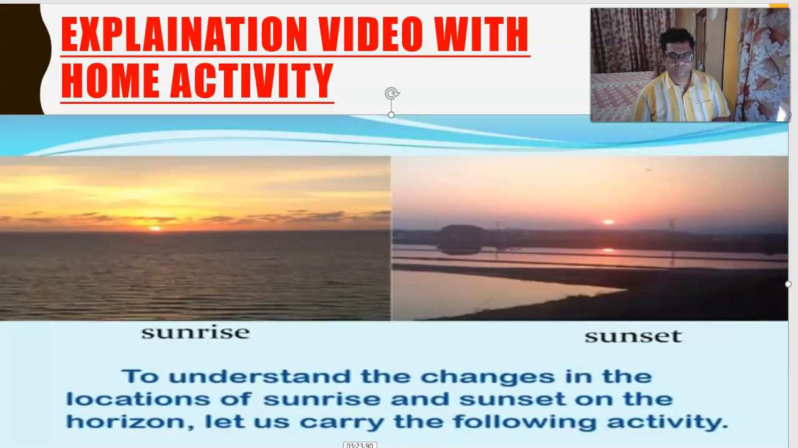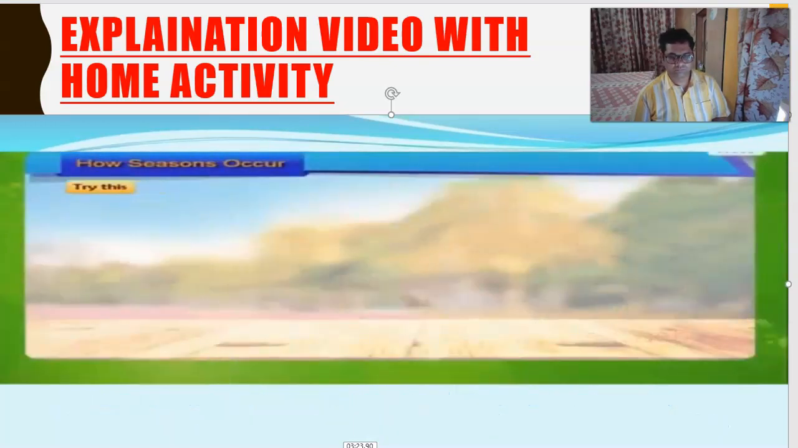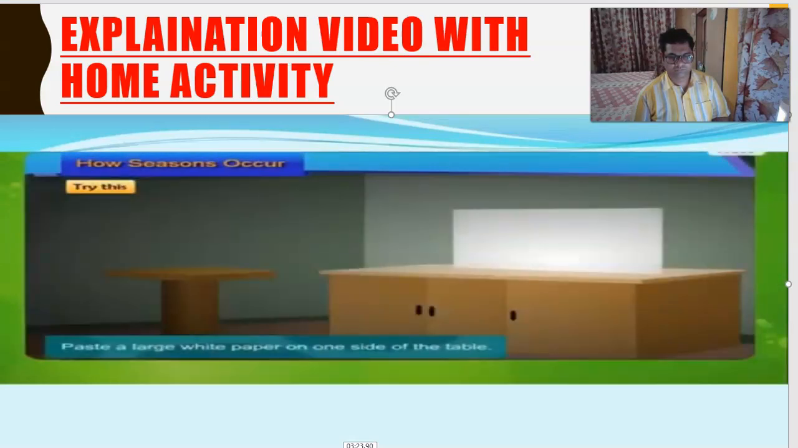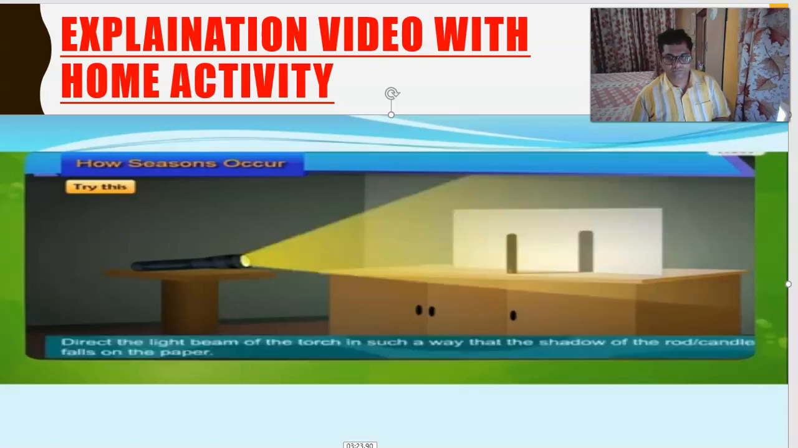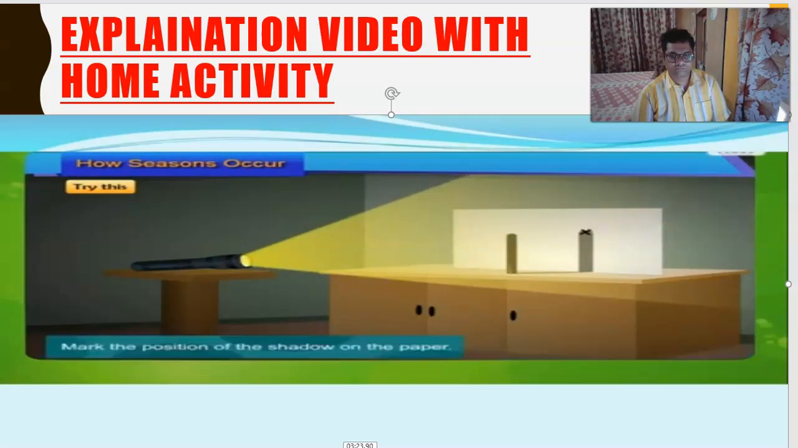This activity is taken from the Study Cloud app, which is available on YouTube channel. Try this. Paste a large white paper on one side of the table. Place a torch in front of the table in such a way that it wouldn't move. Stand a rod or a candle between the white paper and the torch. Direct the light beam of the torch in such a way that the shadow of the rod or candle falls on the paper. Mark the position of the shadow on the paper.